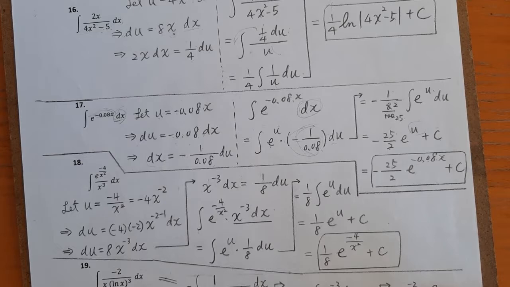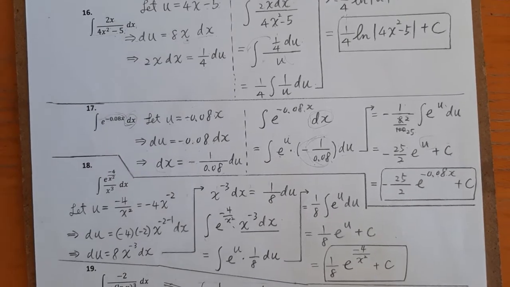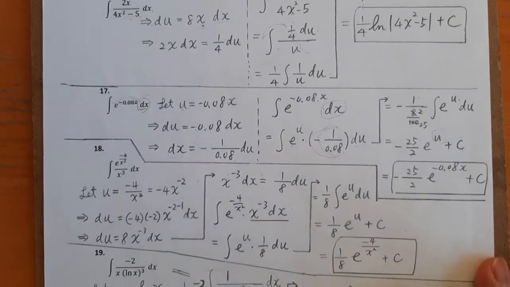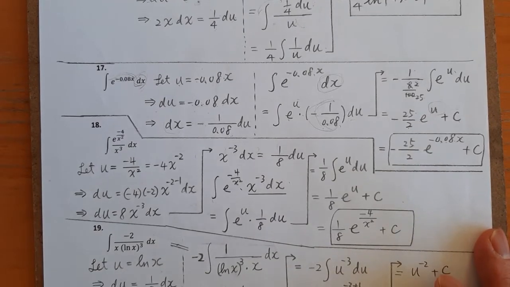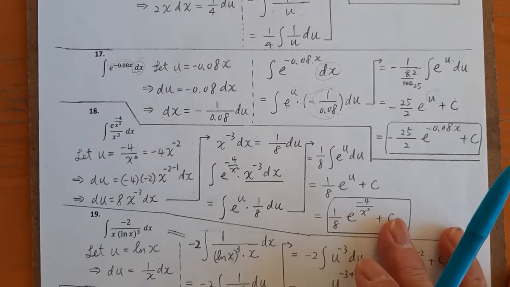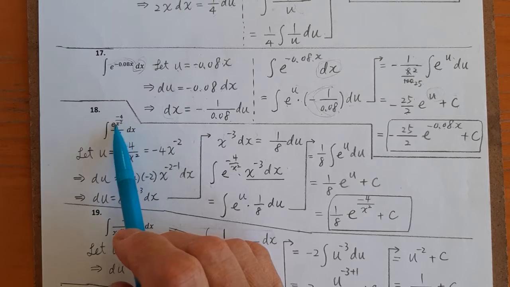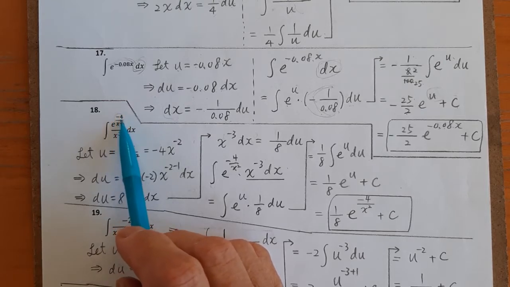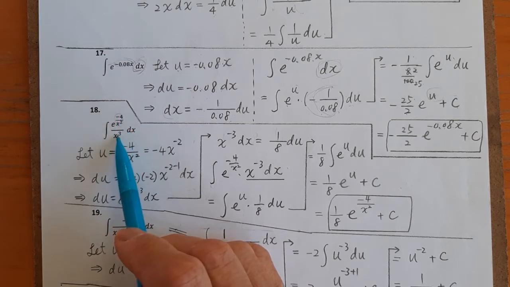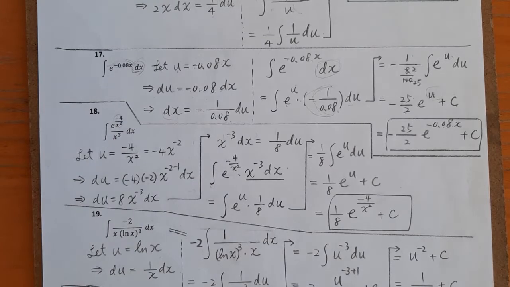Next one. Question 18. And which is this part. You set this part equal u, because this part, if you take the derivative, you will get this x to the power negative 3. Then you can substitute.